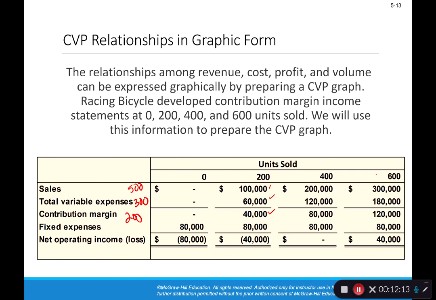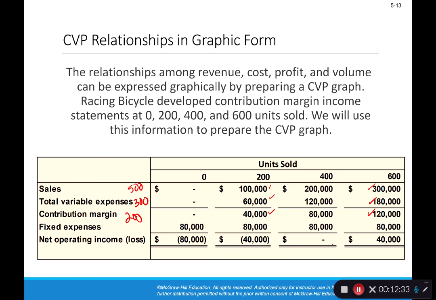Let's take a look at the 600 level. 600 times 500 is where the 300 came from. 600 times 300 is where the 180 came from. 600 times 200 is where the 120 came from. Or 300 total sales minus 180 total variable costs equals that 120.